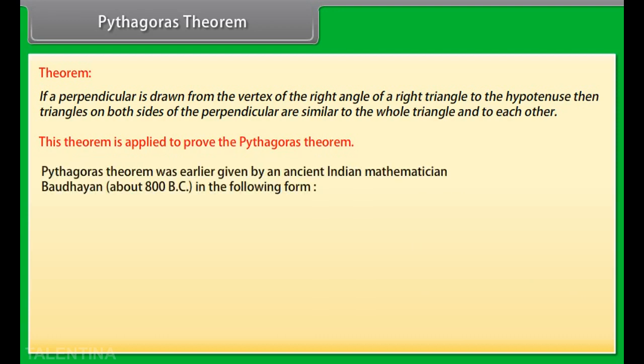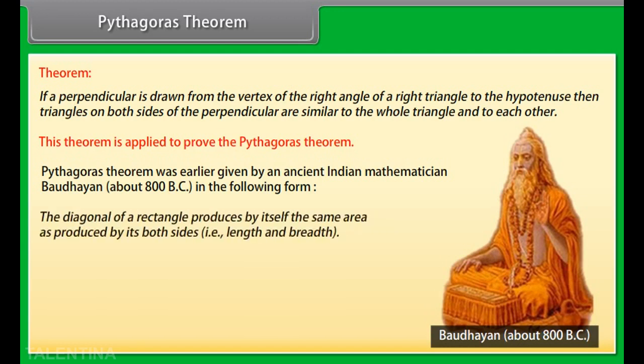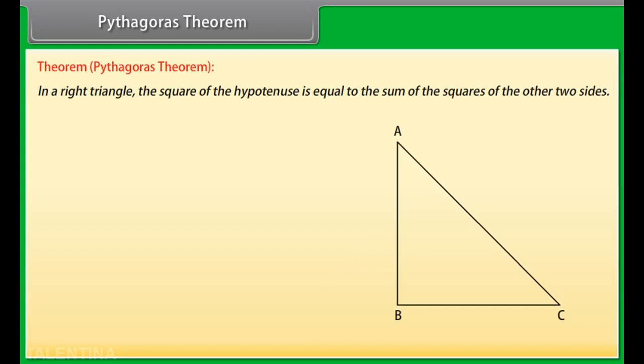Pythagoras theorem was earlier given by an ancient Indian mathematician, Baudhayana, about 800 BC in the following form. The diagonal of a rectangle produces by itself the same area as produced by its both sides, that is, length and breadth. This theorem is sometimes also referred to as the Baudhayana theorem. In a right triangle, the square of the hypotenuse is equal to the sum of the squares of the other two sides.